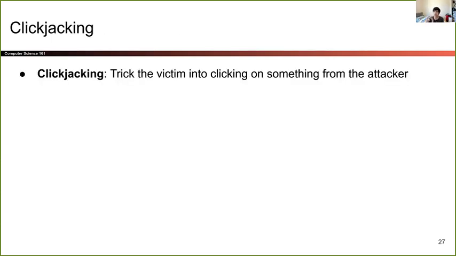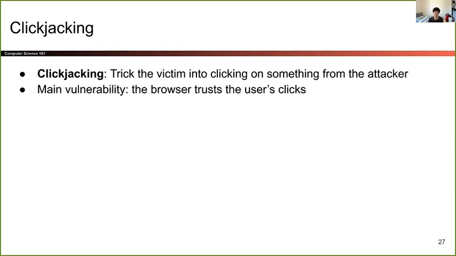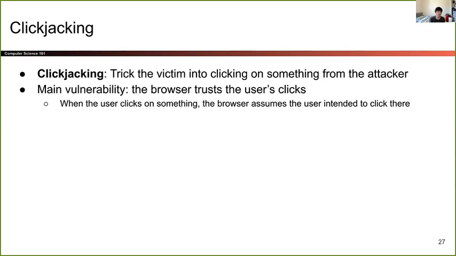Okay, so clickjacking. Tricking the victim into clicking on something that's from the attacker. So maybe this is a download link, or maybe this is some button that, actually I can only think of download links right now. But the vulnerability is that the browser trusts that the user knows what they're clicking on. The browser trusts that anything that is clicked is obviously something the user intends to do. So this is the trusted path, and we can exploit this.